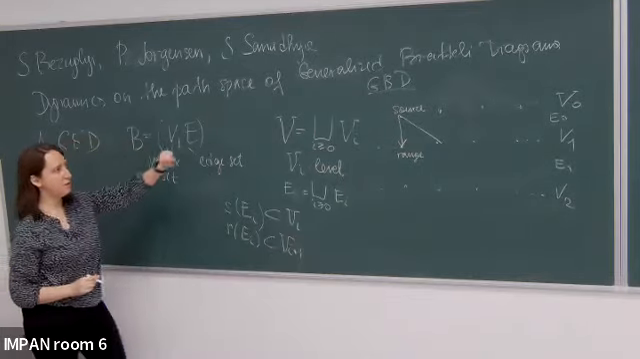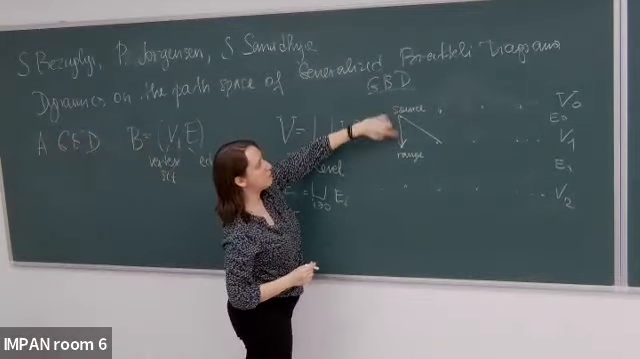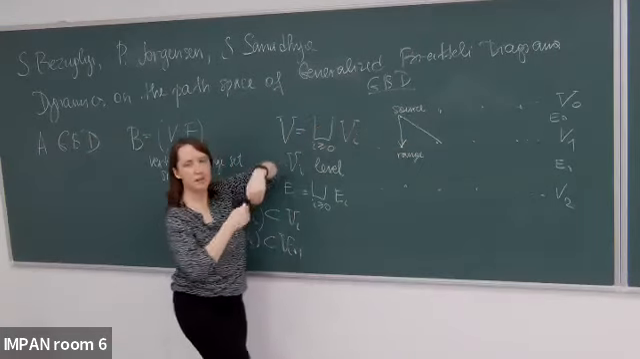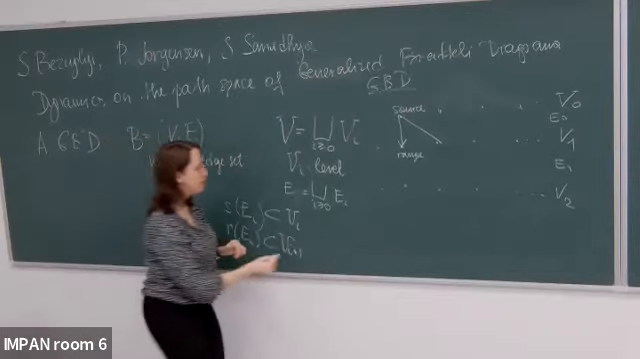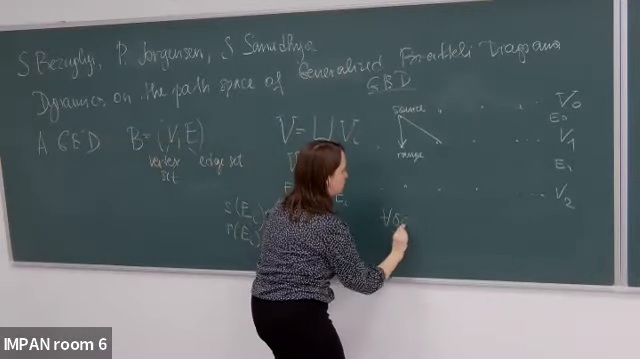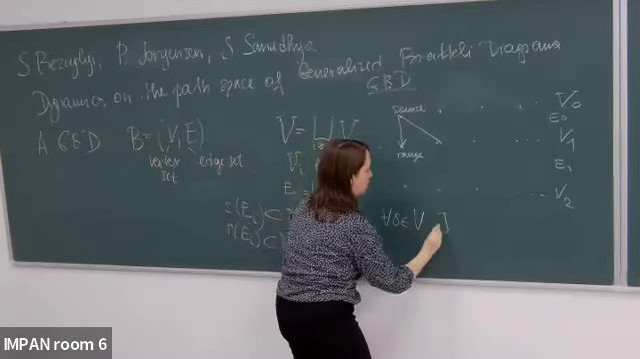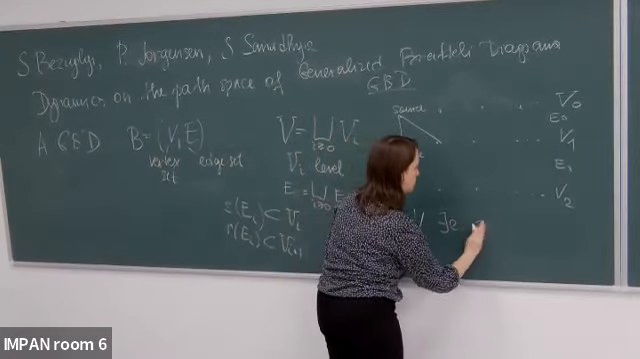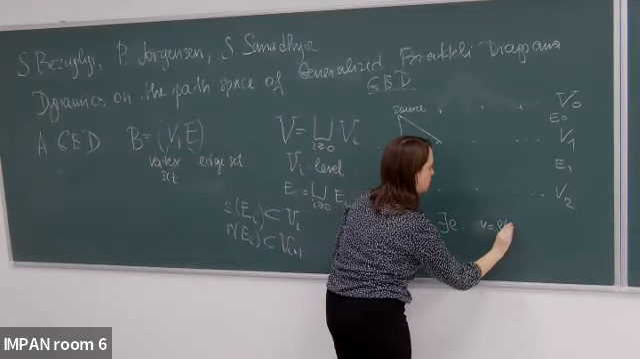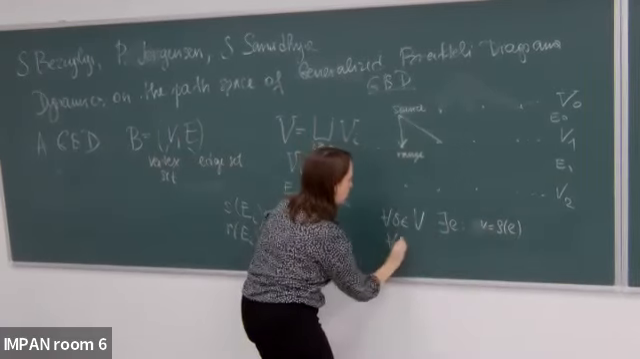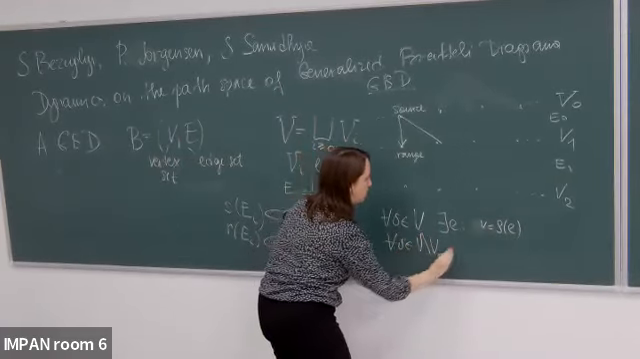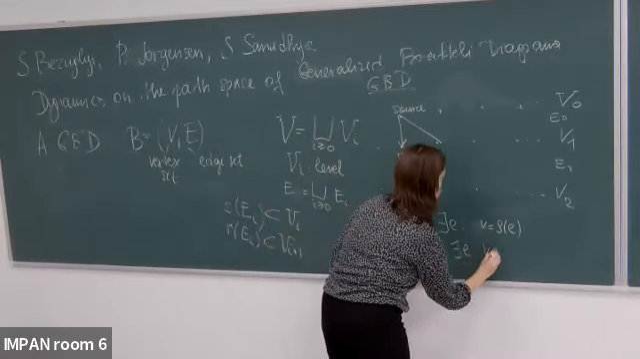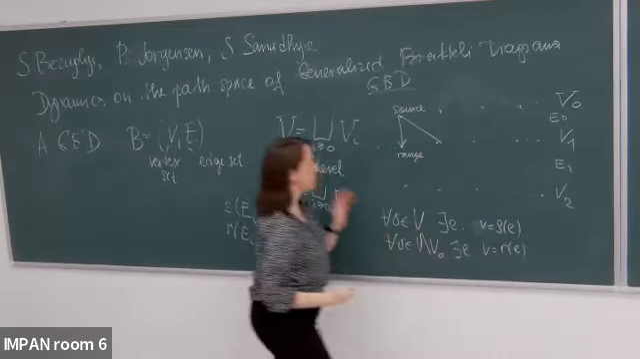We have a rule that every vertex has an outgoing edge, and every vertex except for those in V0 has an incoming edge, the same as for usual Bratteli diagrams. So for every vertex, there exists an edge such that this vertex is the source of the edge, and for every vertex except for the upper level, there is an edge such that this vertex is the range of the edge.